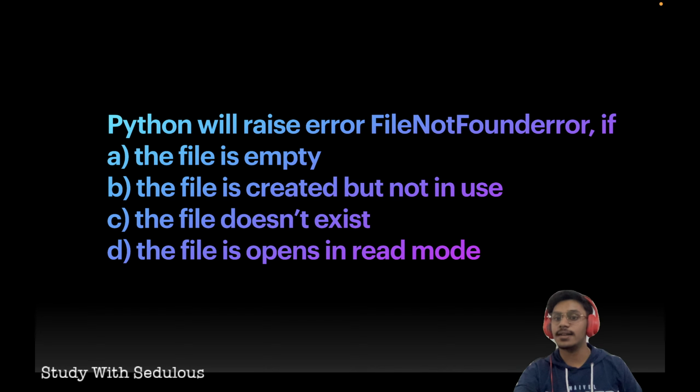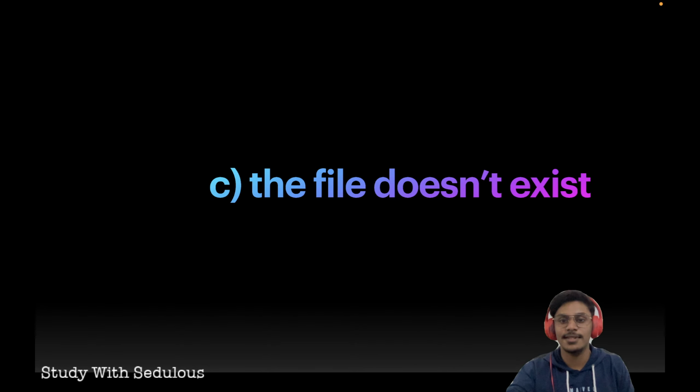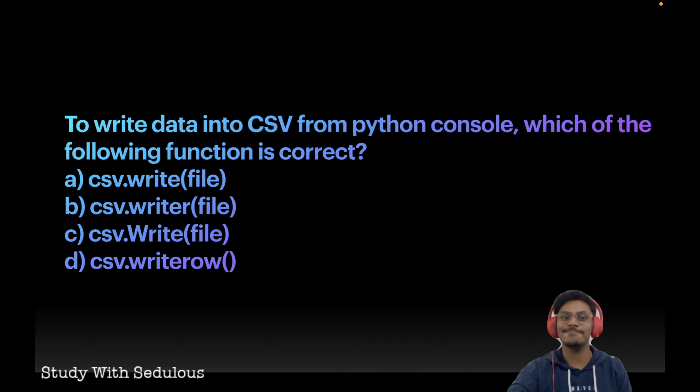Now, next question. Python will raise FileNotFoundError if... Come on, this is a very easy one. And this is straightforward. Why? FileNotFoundError. When does a file not get found? When it doesn't exist. Simple as that, right? It should be C. The file doesn't exist. Yeah, that's the right answer.